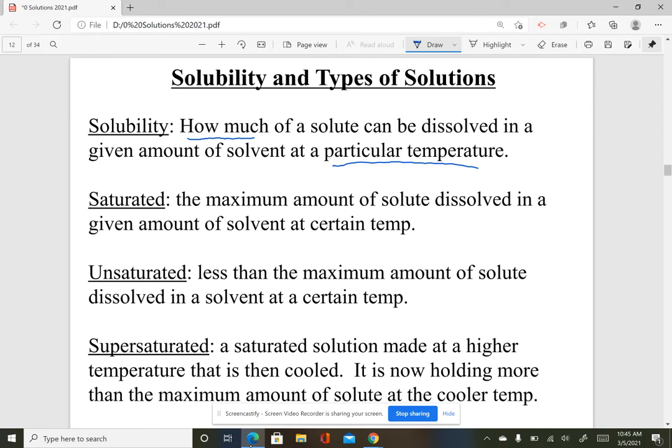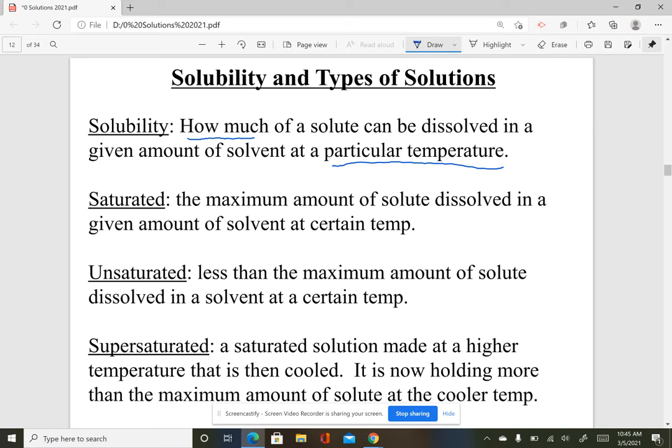temperature. So we're going to see in a couple minutes that water, or whatever your solvent is, depending on the temperature of it, you either have more space or less space for solute to fit. So you can dissolve more or less stuff in water depending on its temperature.